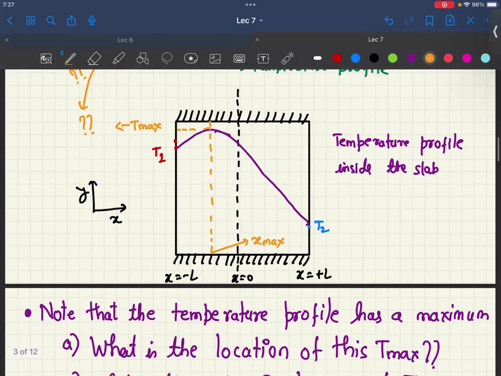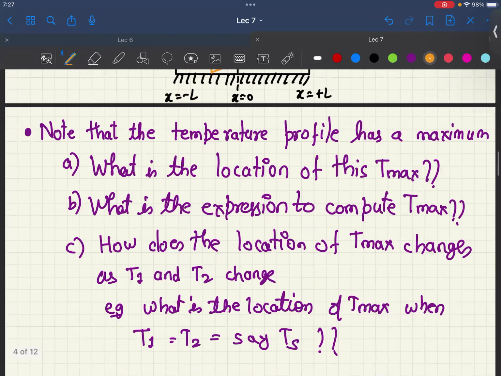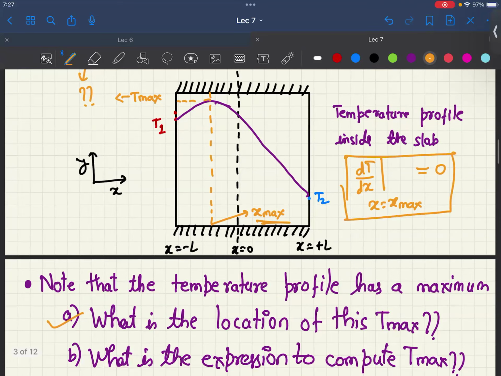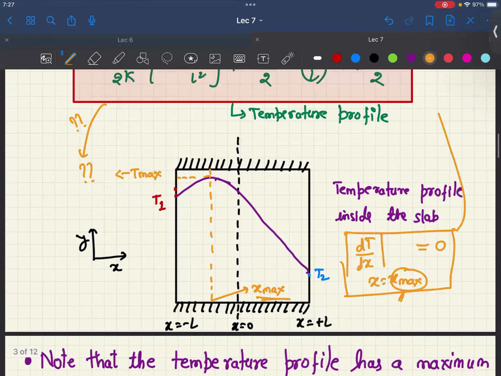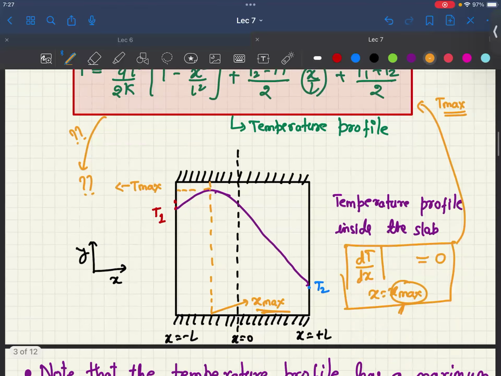Okay. So those are the two things which we have to answer. For that, it's just a simple thing. In order to find this x max, what you are going to do is make dT by dx equal to 0, right? So dT by dx at x equal to x max is going to be 0. Using this expression you will get x max, and once you get this x max, you can put it in this expression to compute T max. Okay, so that is what mathematically we have done, right?